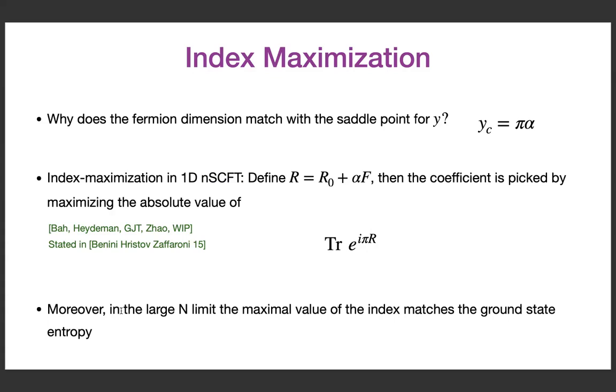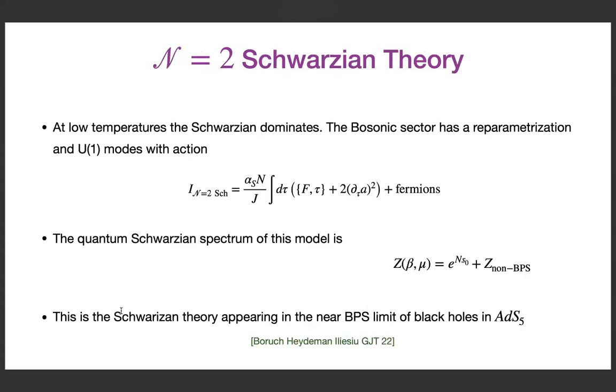Okay. So this, I can skip. This is just the Schwarzian theory. Before there was a Q squared, but now Q is 1 because we don't have fractional charges. And now the quantum Schwarzian spectrum of this model is just this. If you remember, before there was a sum over charges here that was responsible for the index canceling, but now it's just one state. And this is the Schwarzian theory that appears in the near-BPS limit of black holes in AdS5 with non-fractional charge. And I think probably this is what Matt will explain next week.